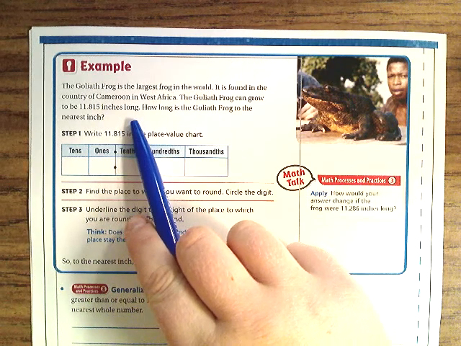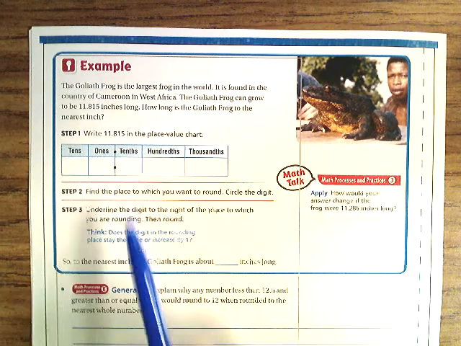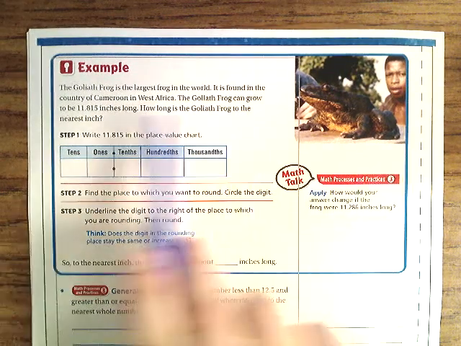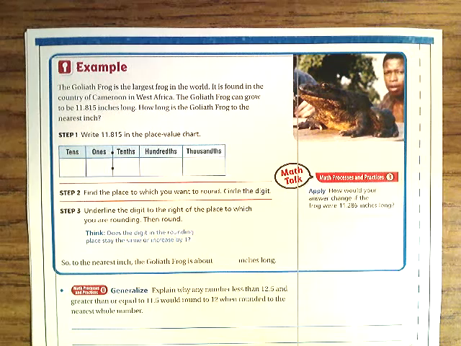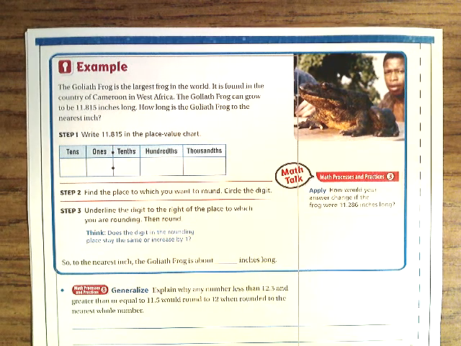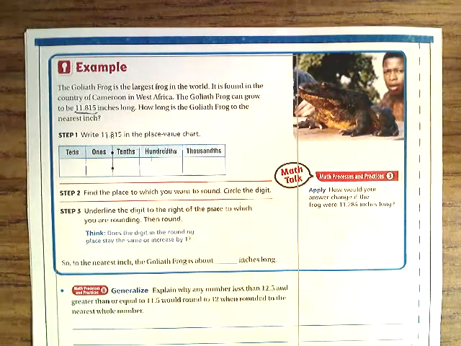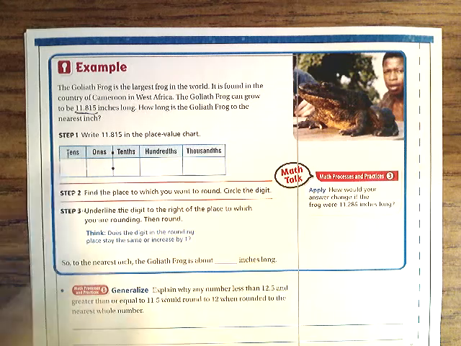That's pretty big. That's almost as long as a ruler. How long is the Goliath frog to the nearest inch? Okay, to the nearest inch. So the first thing we're going to do is put our big giant number here, this 11.185, in this place value chart that they give us right here.